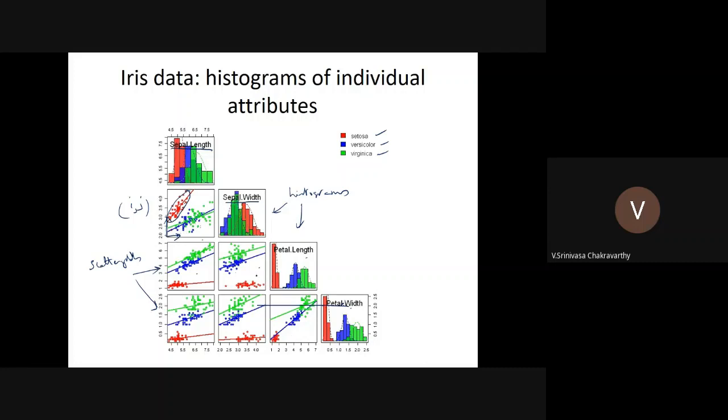But if you look at, let us say, this pair of parameters, where you are plotting sepal width and petal width, all the three flowers are well distinguished. So this picture tells you in what sense these three classes are similar, in what sense they are different. So at one glance you can see all this.